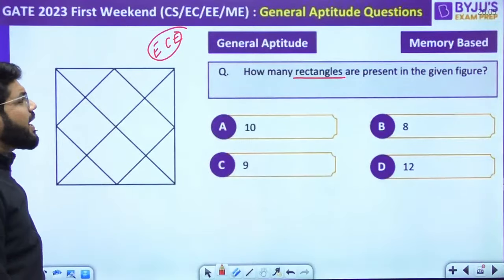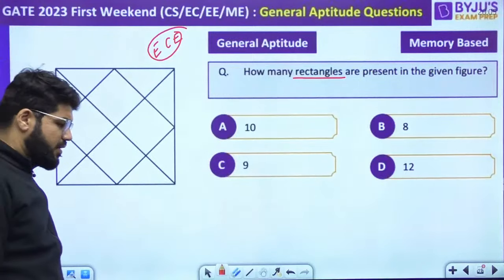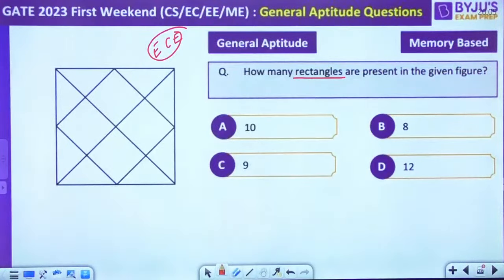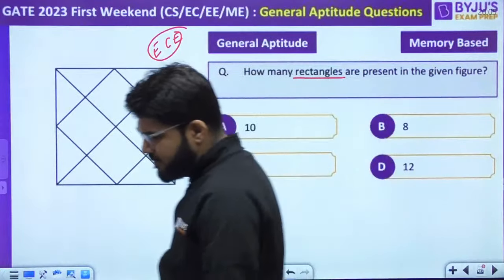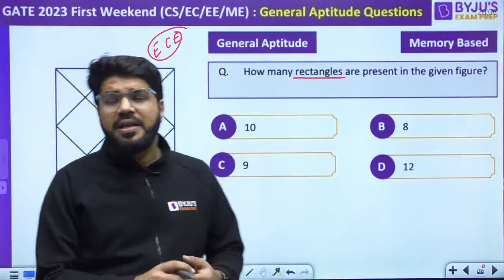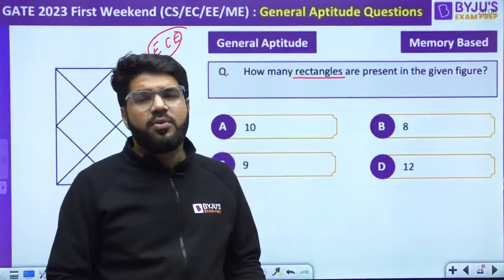How many rectangles are present in the given figure, dear? Tell me quickly. Now it's about rectangles. Number one, again you can count.